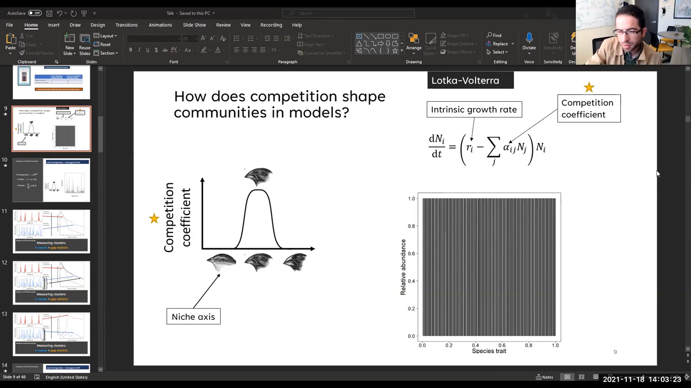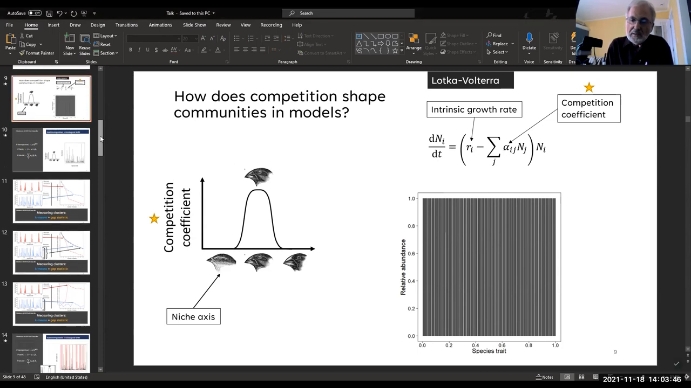One question I have, by the way, about this equation: I know the equation, but how you convert the trait axis and the trait overlaps into the alpha values is a critical component, right? That relationship can take many forms, doesn't have to be linear. Does it affect the result?